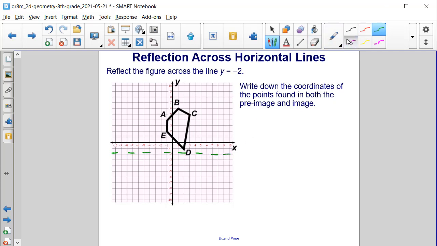So from A to this line, it'll be 1, 2, 3, 4, 5, 6. So we have to go 6 again. 1, 2, 3, 4, 5, 6. So here's where A prime will be. Our original point A is at -1, 4, and A prime is -1, -8.